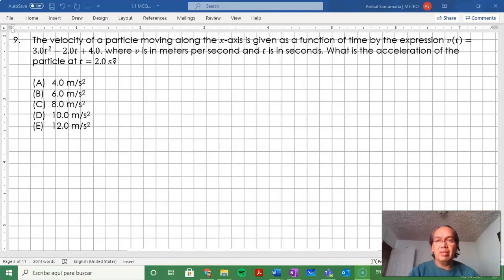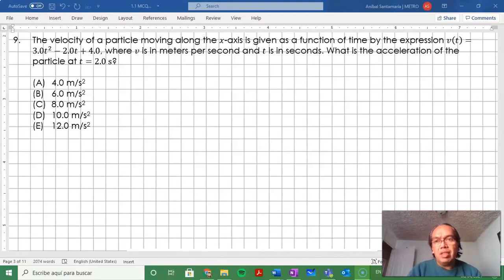Question number 9. The velocity of a particle moving along the x-axis is given as a function of time by the expression v of t is equal to 3.0 t squared minus 2.0 t plus 4.0, where v is in meters per second and t is in seconds. What is the acceleration of the particle at t equals 2.0 seconds?